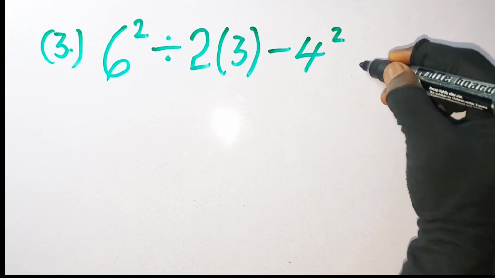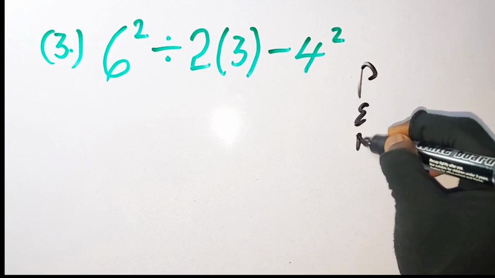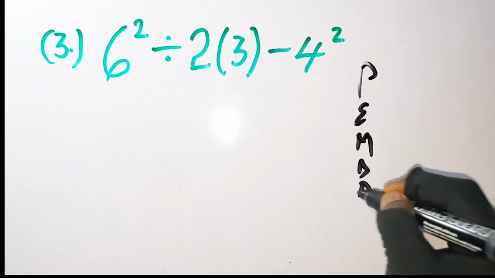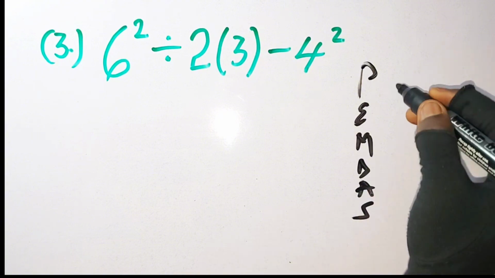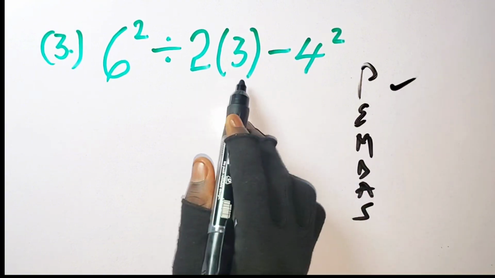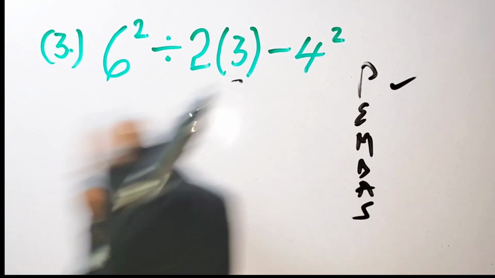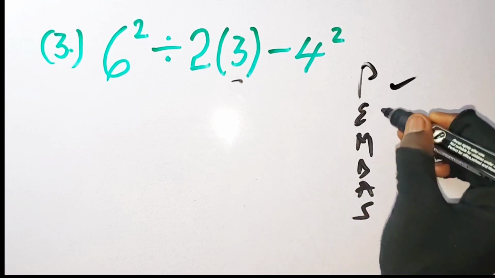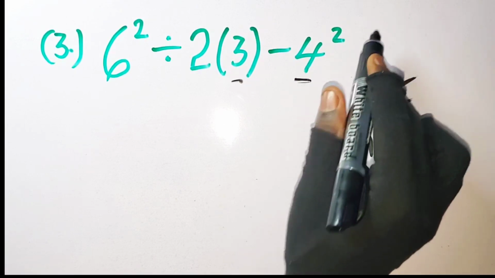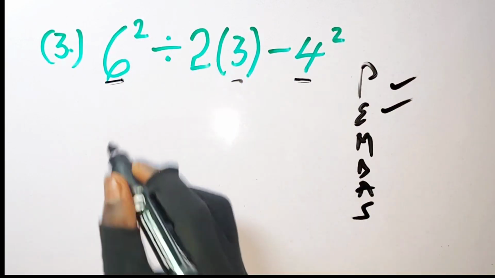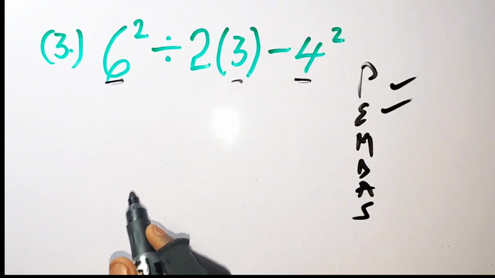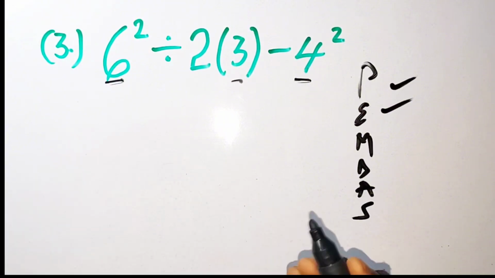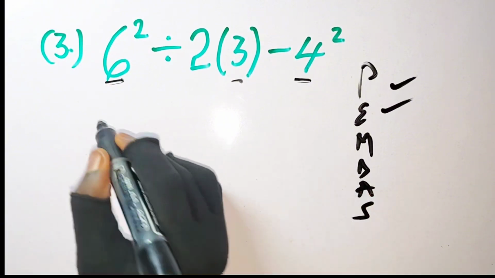Now, we follow the order of operation, PEMDAS. Okay, parentheses first. This 3 is already solved. Don't touch it. Now, to the exponents. We have 4 squared, or start from here, okay? 6 squared equal to, that is 6 times 6. That is 36.